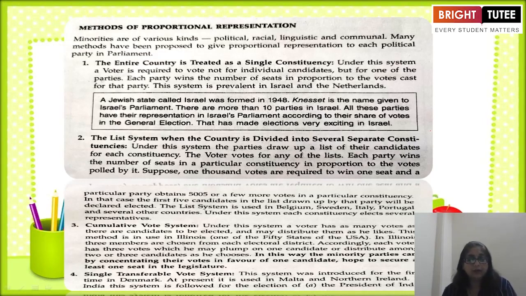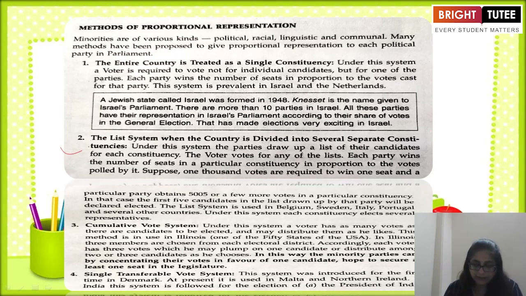Minorities are of various kinds: political, racial, linguistic, and communal, and many methods have been proposed to give proportional representation to each political party in parliament so that no one should feel like a minority or have an inferiority complex. In the first method, the entire country is treated as a single constituency. Under this system, a voter votes for parties rather than individual candidates, and each party wins a number of seats in proportion to the votes cast for the party. This system is prevalent in Israel and the Netherlands.